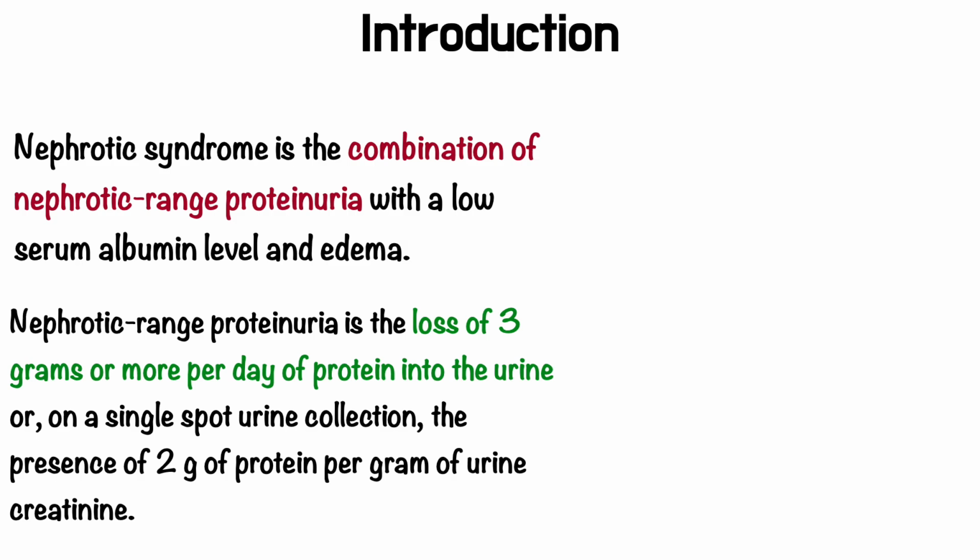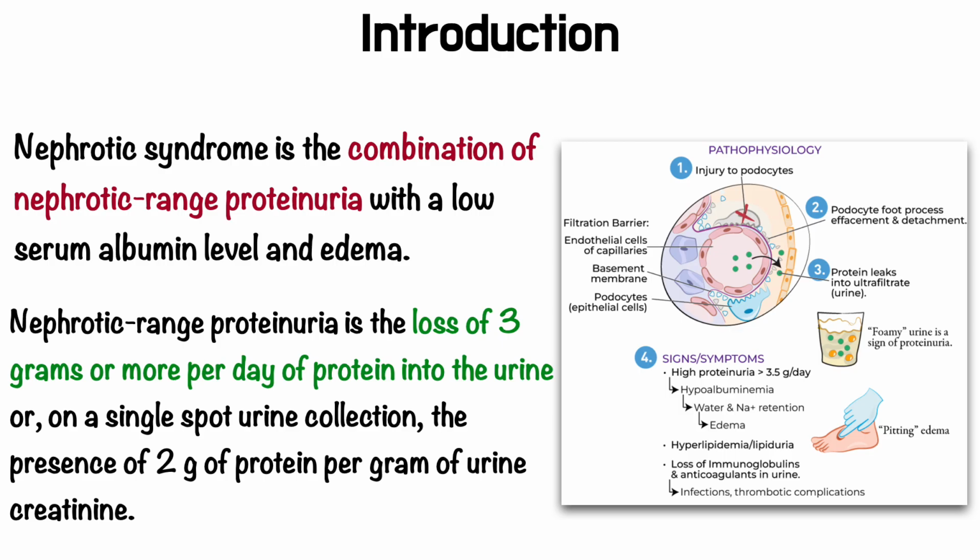Or if you are calculating in a single spot urine collection, there should be a protein or albumin to creatinine ratio of more than 2. All right, so that is what nephrotic range proteinuria is, and this is the overview of nephrotic syndrome.